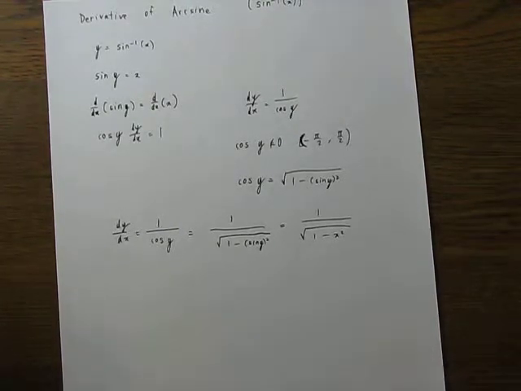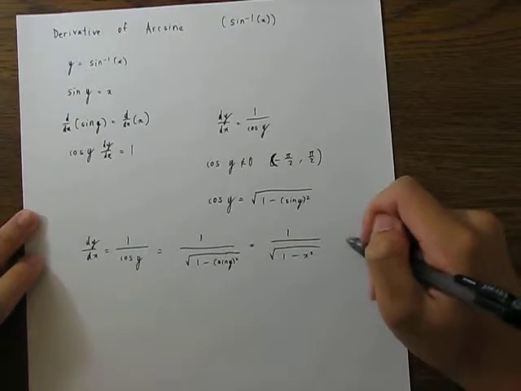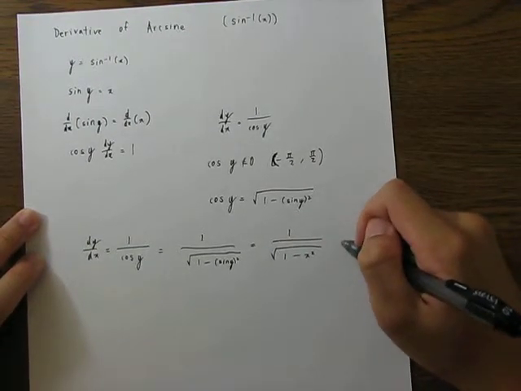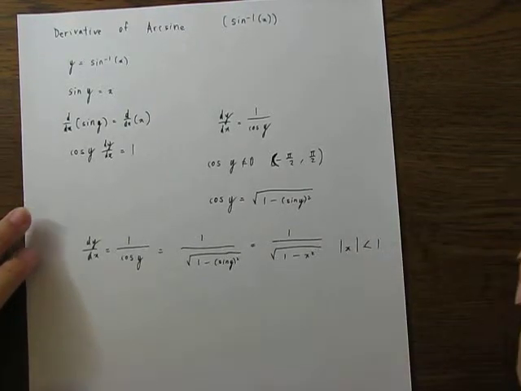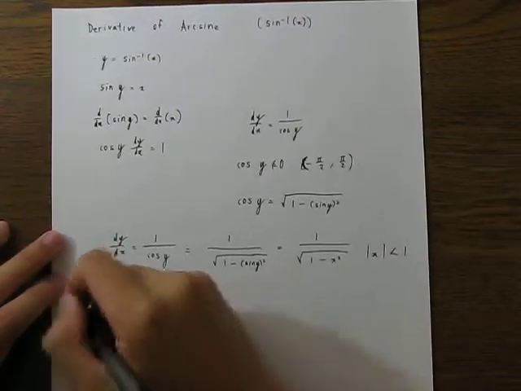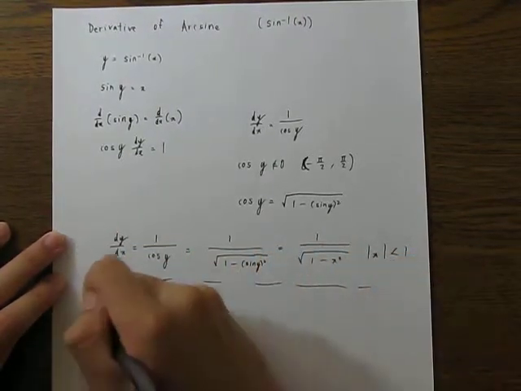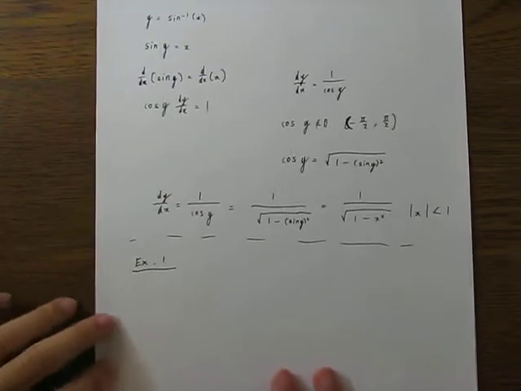And with that, let's actually go ahead and do an example. And right here, I also forgot to mention that your x, the absolute value of your x, has to be less than 1, because if it's 1, then you get 0 on the bottom, and that's not good. So let's do example number 1 from the book.